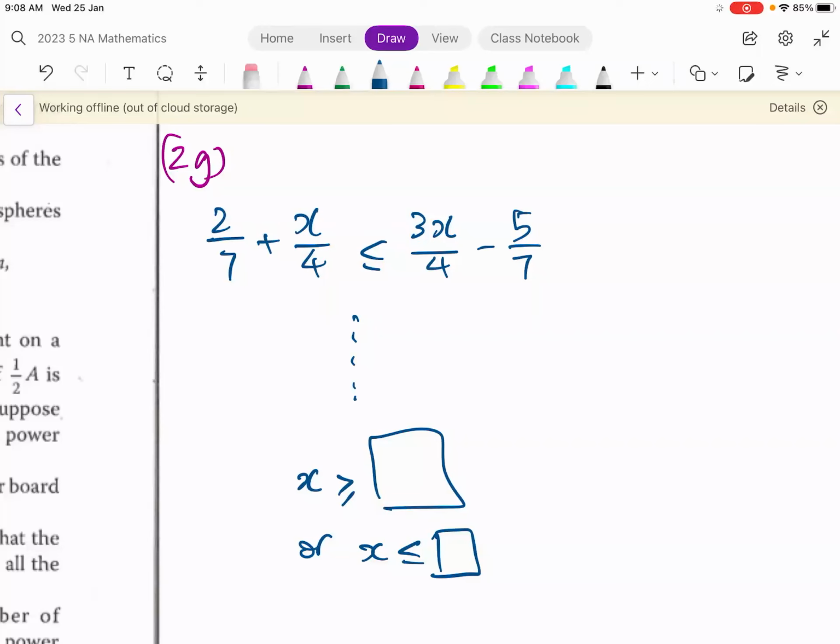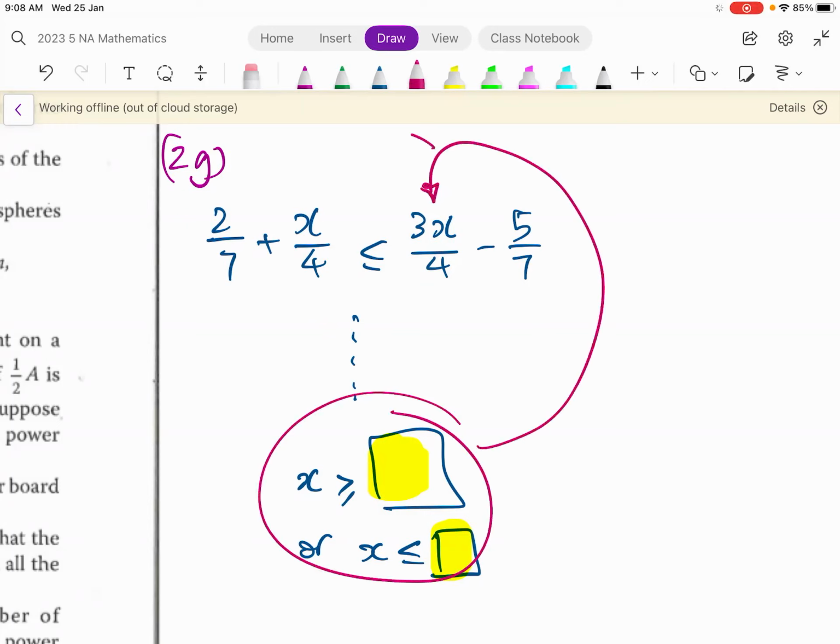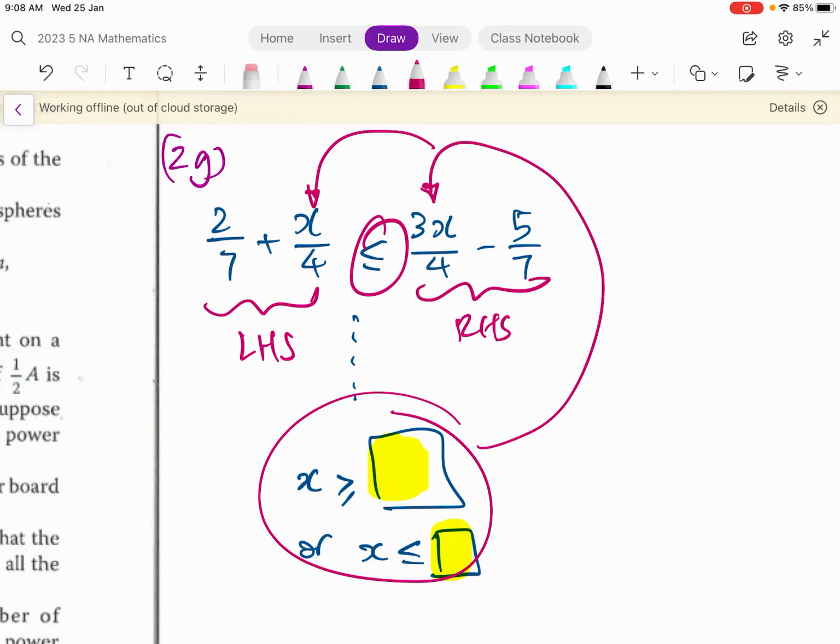Everything you do on the left side, you must do on the right side. The inequality sign will remain the same until we are dividing or multiplying by a negative sign. So these are the rules that we need to follow. Everything else will stay the same. And then when you finally get your answer, we substitute values that satisfy it back into the original inequality. You will find that the left-hand side is less than or equal to the right-hand side. So that's our objective.